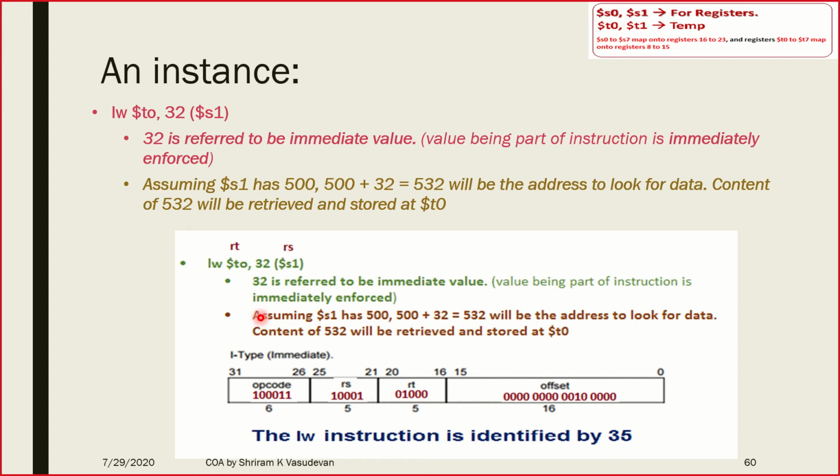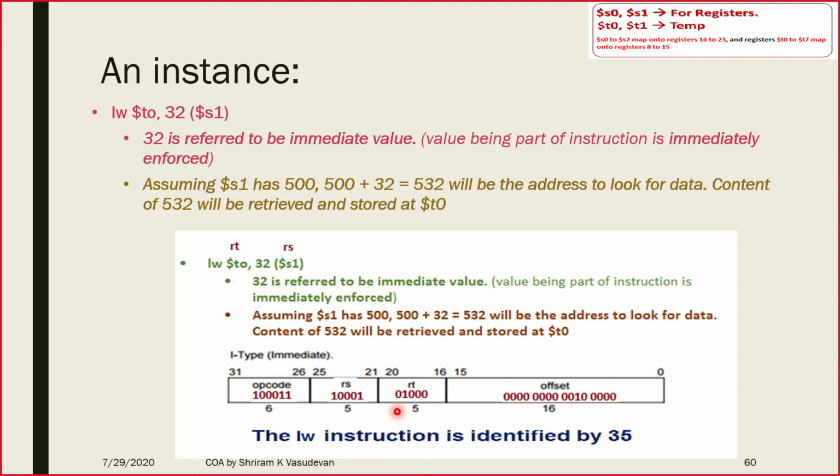Done. Now what is T0? T0 is mapped on to 8. So 0, 1, 0, 0, 0. 16, 8, 4, 2, 1, which is now mapped on to T0. So RS and RT are filled appropriately. Is there any doubt in this? These two columns?